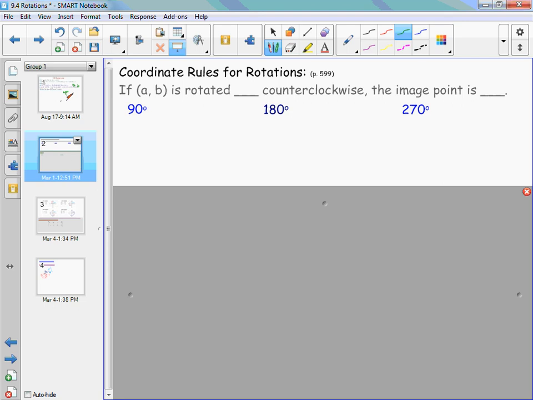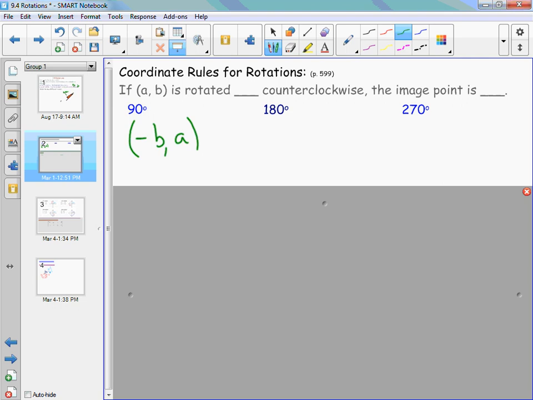Coordinate rules for rotations. Again, just like the reflections, there were rules for how a point was reflected. There were also rules for how a point is rotated. Our first one, if (A, B) is rotated 90 degrees counterclockwise, so a positive 90 degrees, the image point becomes (negative B, A).